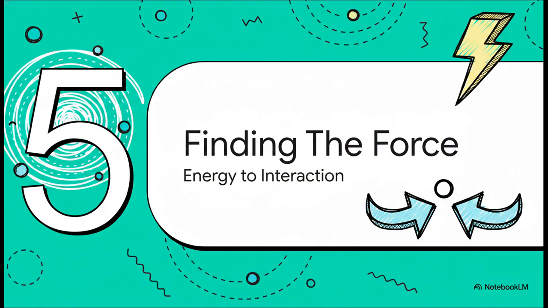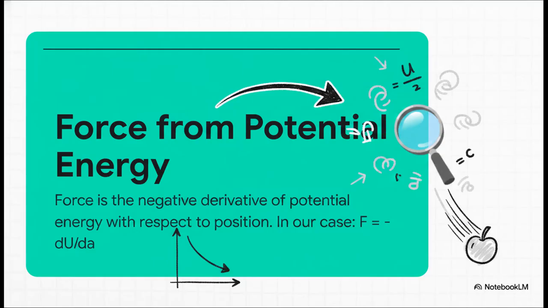But wait, we're not done yet. If you remember the problem, it also asked for the force of their interaction. Luckily for us, in physics, energy and force are basically two sides of the same coin. And here it is, the fundamental connection. Force is simply the negative derivative of potential energy with respect to position. You can think of it like this. It tells you how steep the energy hill is. It tells you how quickly the energy changes as you change the separation between the objects. In our problem, that separation is the variable A. So to get the force, we just have to take the derivative of our energy equation with respect to A.